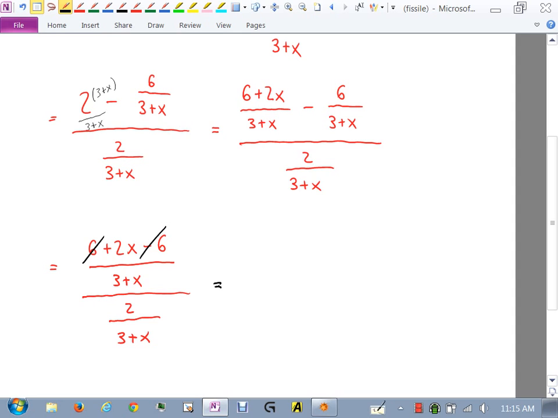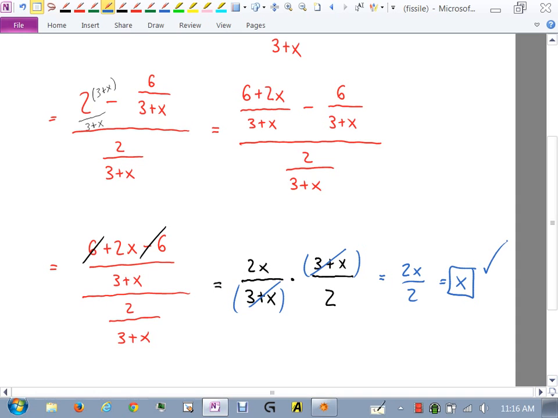Flip it. So, okay, let me flip it. I'm going to do 2x over this, right? And then the bottom one, I'm going to flip up. So the 3 plus x, sorry, goes on top. And then what goes on the bottom? 2. These two factors cancel because they're exactly the same, aren't they? Which leaves you 2x over 2, which is just x. So we have found the inverse function. We found it algebraically, then we verified it was the inverse. All right, good.